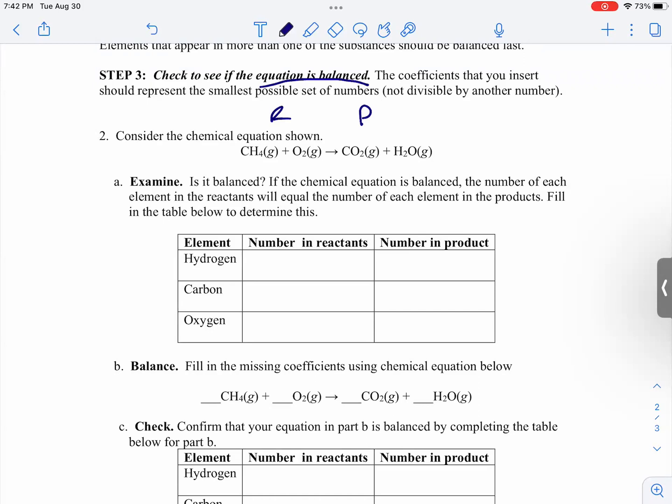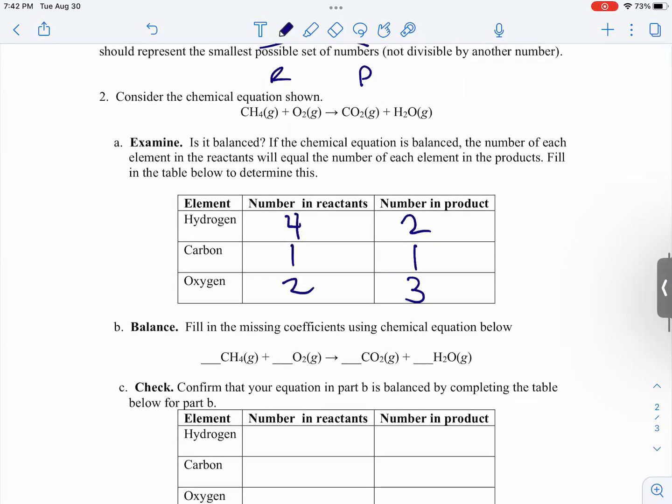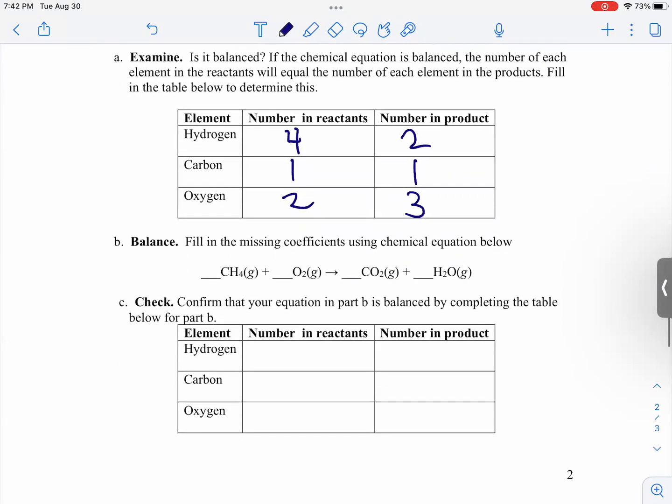So hydrogen on the reactant side, 4, on the product side, 2. Carbon on the reactant side, 1, on the product side, 1. Oxygen on the reactant side, 2, on the product side, 3. So is it balanced? No, it's not balanced. So what are we going to do to fix that? We're going to balance it with the coefficients.